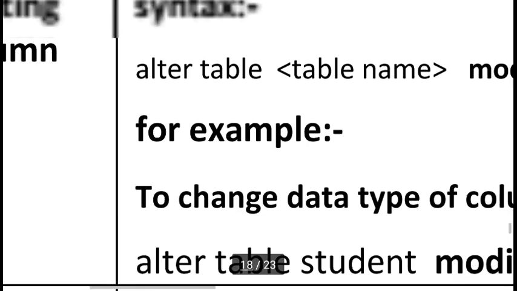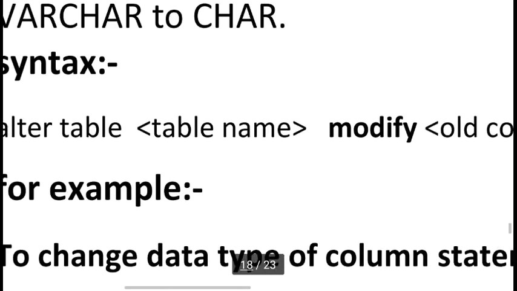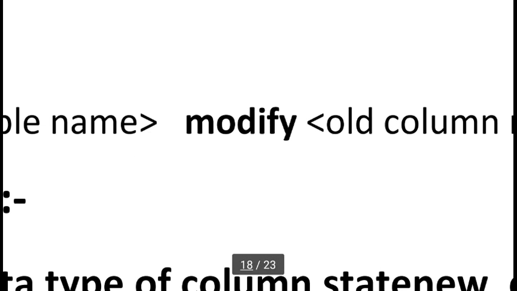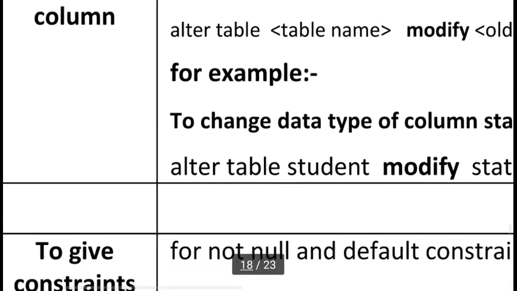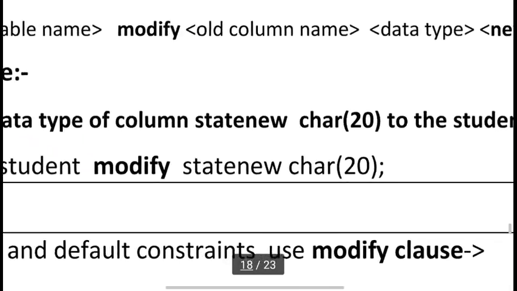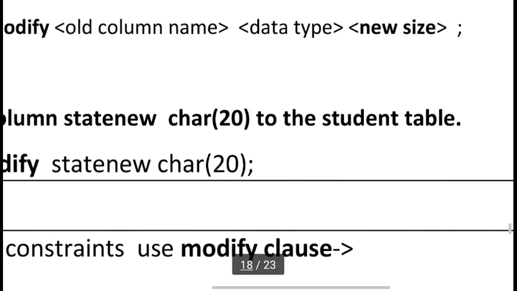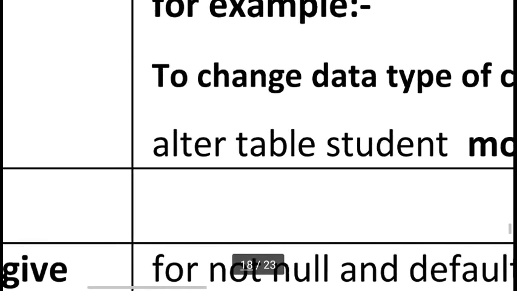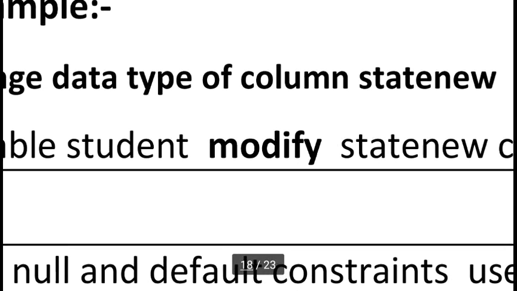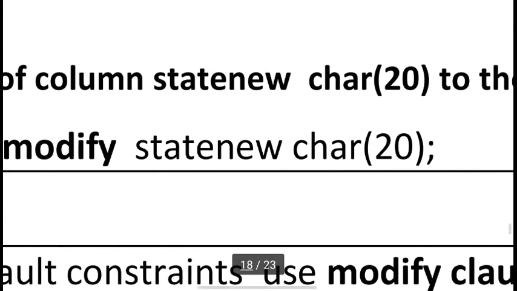So you can see ALTER TABLE, and here we use the MODIFY keyword. This is important: MODIFY is used to change the data type, with old column name, data type, new size. For example, to change the data type of column state_new to CHAR 20 in the student table: last time state_new was VARCHAR, and I want to change VARCHAR to only CHAR. So: ALTER TABLE student MODIFY state_new CHAR 20.